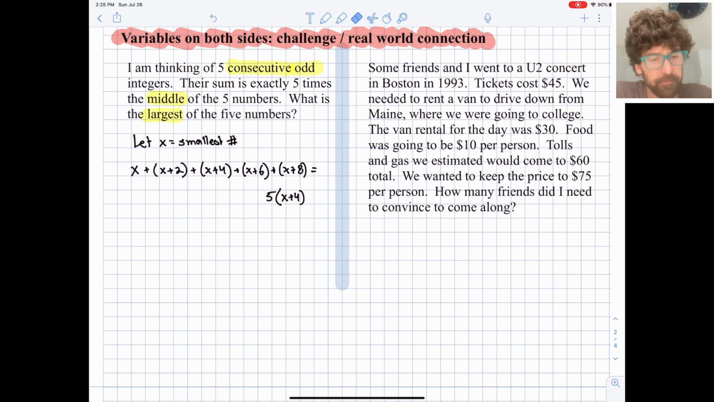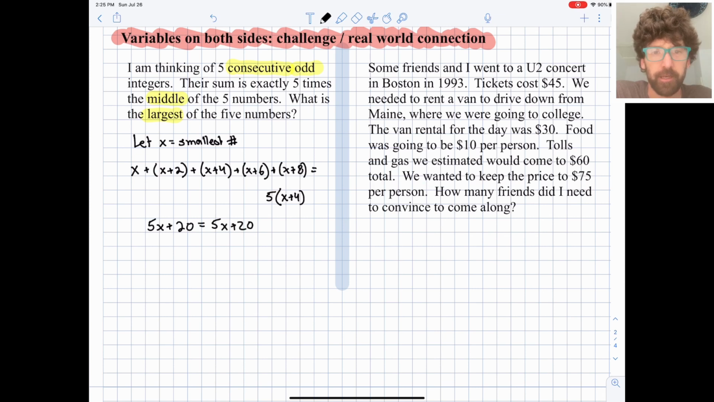Okay, so let's simplify both sides. On the left side, we have a total of 5 x's, and then a 2, and a 4, and a 6, and an 8. So let me make sure I'm adding that up properly. That adds up to 20, equals, and then on the right side, oh wow, look at this, 5x plus 20.